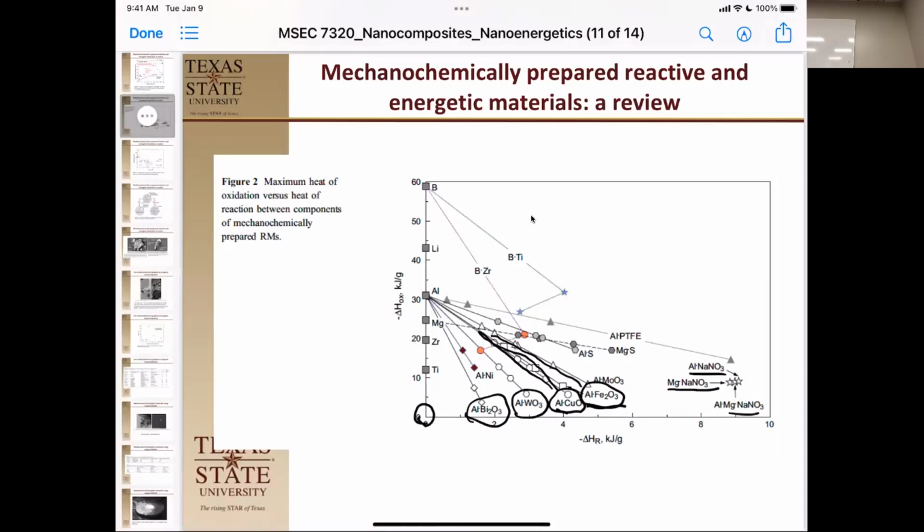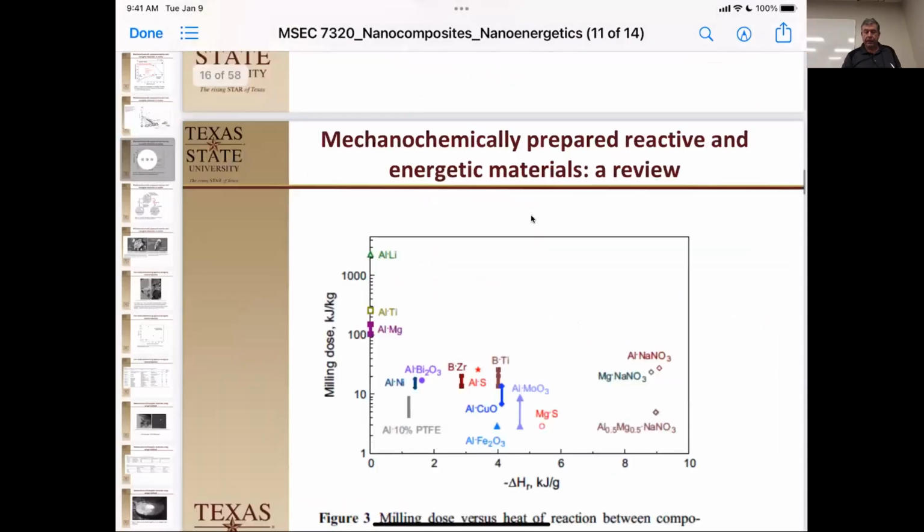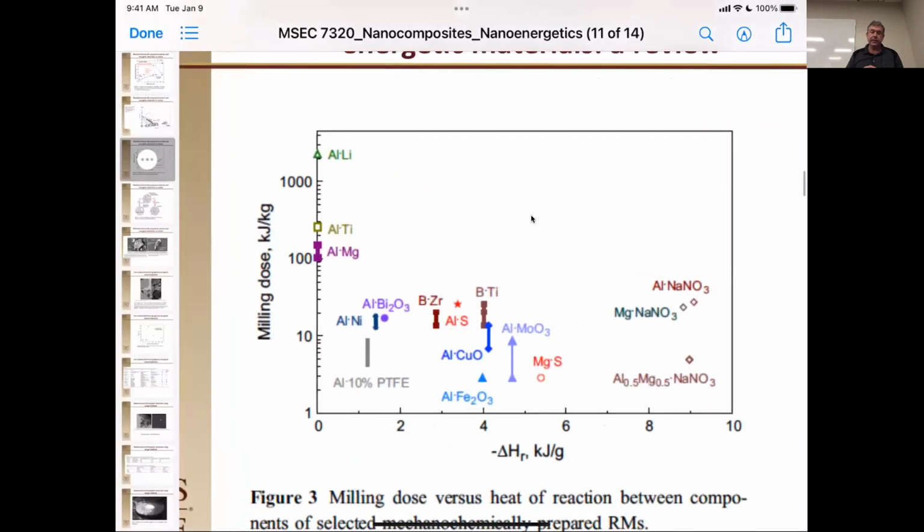So you're transferring as much oxygen as possible, but there's some intermediate where the heat is given off much better. Sometimes it's high, sometimes it's low. Most of the time it is fuel rich. Or you change your oxidizer, which we're going to do. Okay. All right, another way to look at that is this is the milling dose.